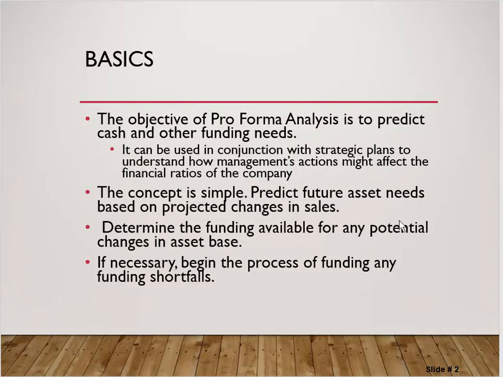So the basics, the objective of this analysis again is to predict cash and other funding needs. So it can be used in conjunction with strategic plans to see, again, as I said, how actions might affect the financial ratios of the company. The concept is simple. We just predict future asset needs based on projected changes in sales. We then need to determine the funding available for any potential changes in asset base. And then, if necessary, we need to begin the process of funding any potential shortfalls.